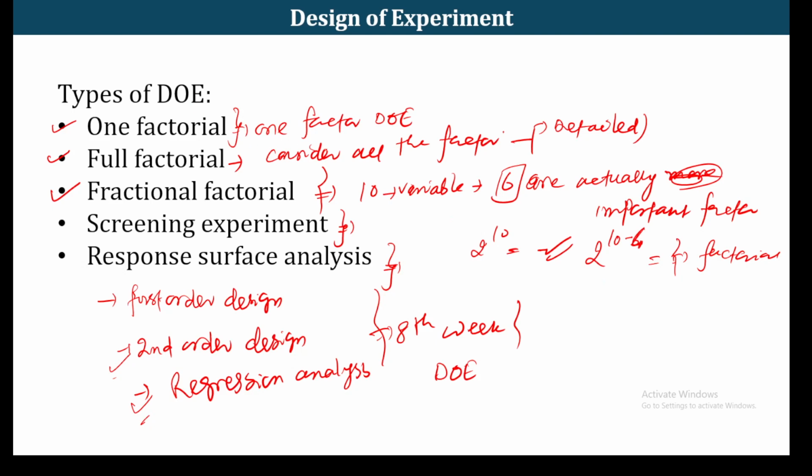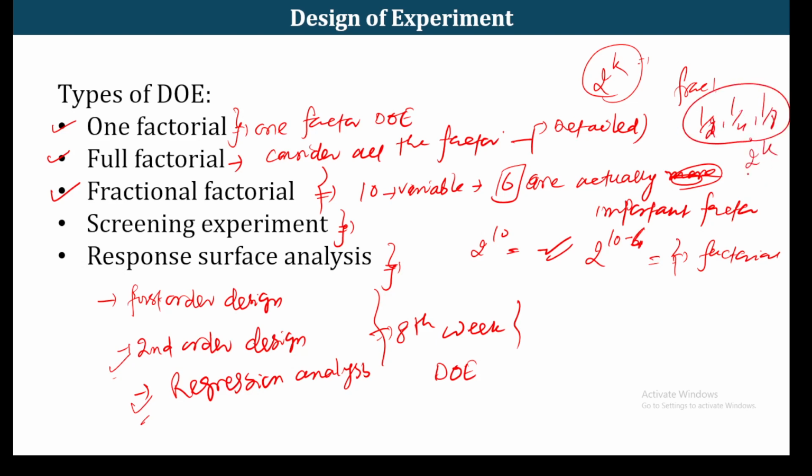In one factorial, there is one factor, so we simply take that factor directly. Then full factorial we take in terms of 2 to the power k, where k is the number of factors. Fractional factorial is 1 by 2, 1 by 4, 1 by 8.